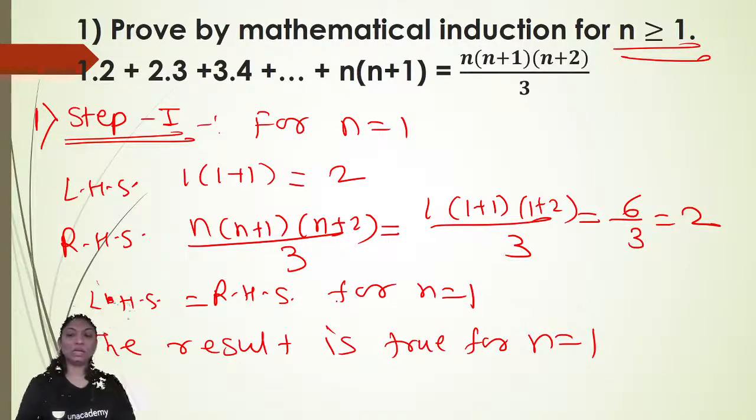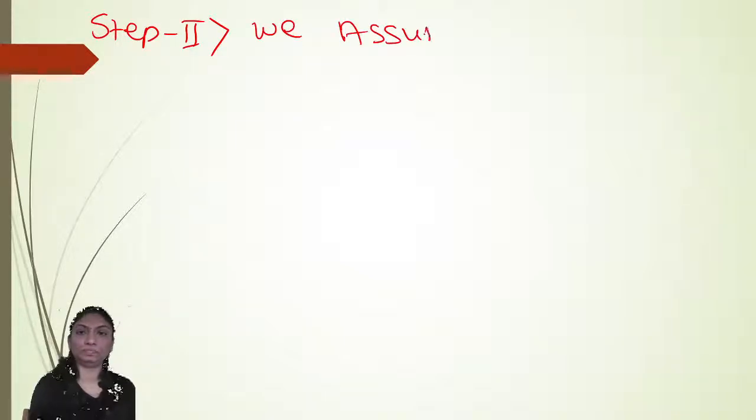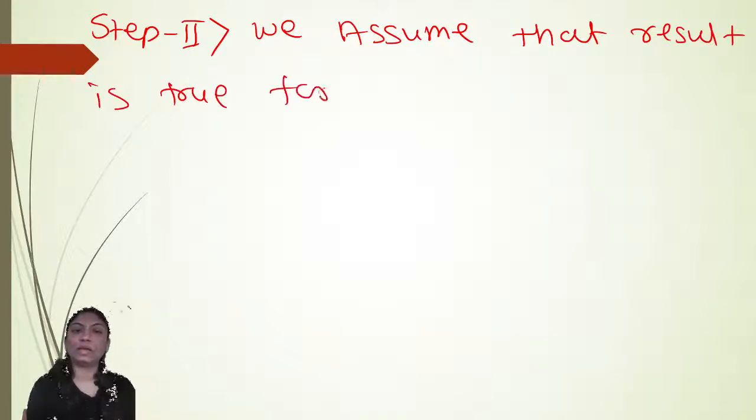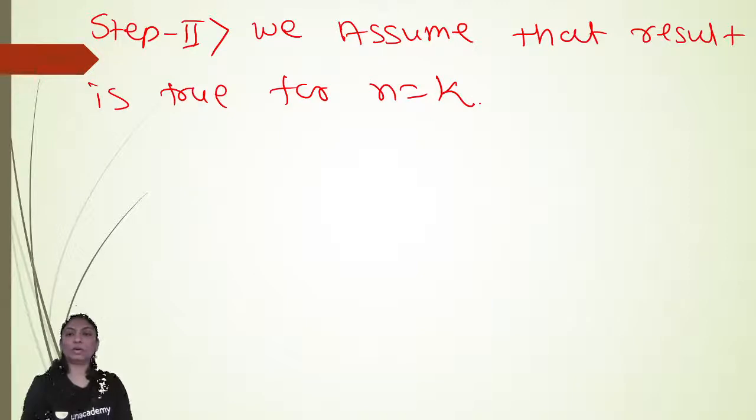Now the next step of mathematical induction: step 2, we assume that the result is true for n is equal to k. Okay, the result is true for n is equal to k.